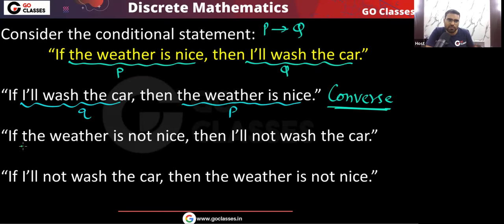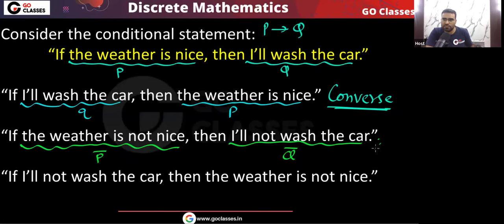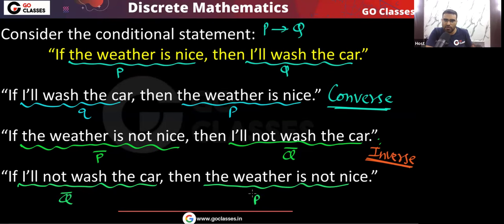What about the second statement? If the weather is not nice, that means P bar, then I will not wash my car, that is Q bar. So this second statement is inverse. And what about the third statement? If Q bar, then P bar, means Q bar implies P bar. This is the contrapositive. So very simple, the idea is very simple.